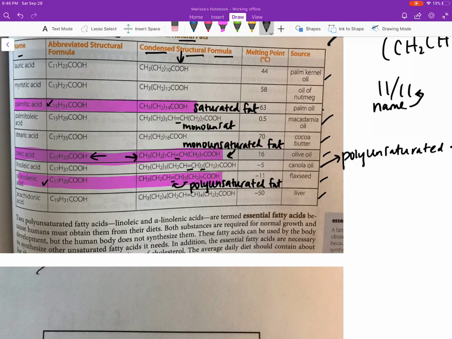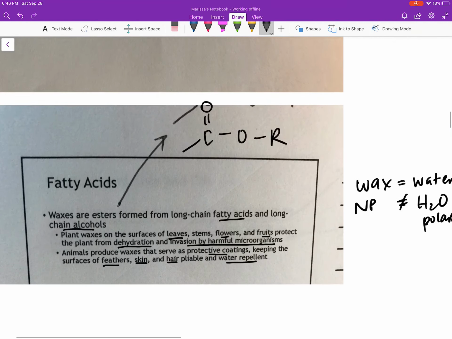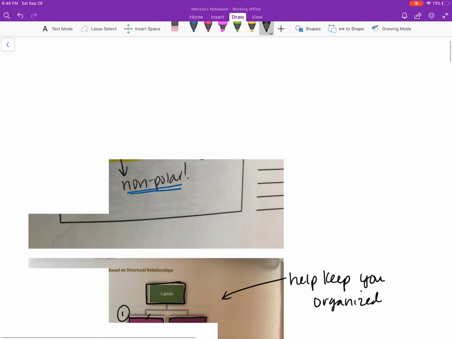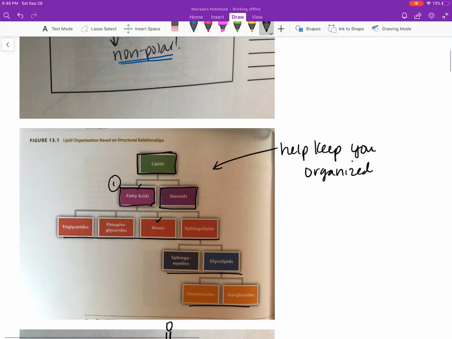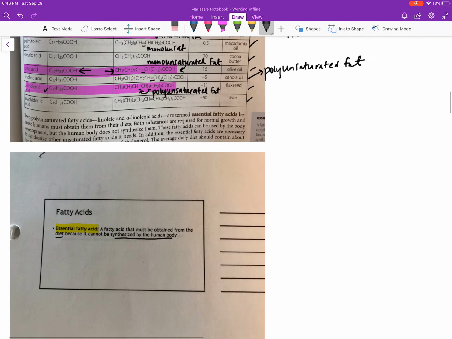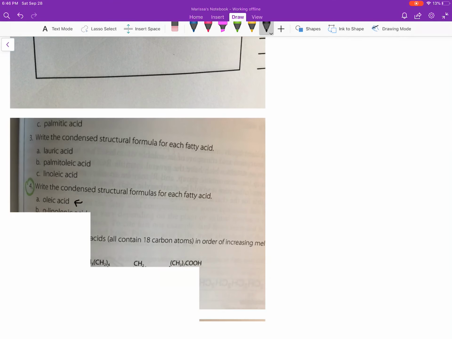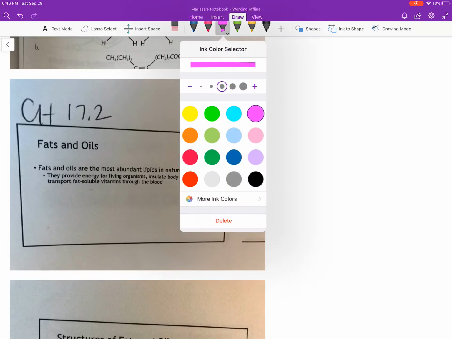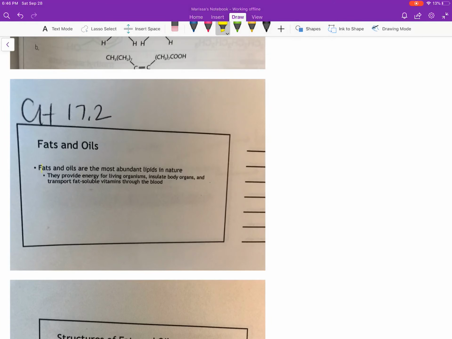All right, so now we're going to move on to talking about fats and oils. So if we think about our flow chart, we're still talking about fatty acids, but we're going to talk specifically about fats and oils. Fats and oils as a group or as a family are the most abundant lipids in nature. Okay, so that sounds like a really good thing to know, maybe test question material.